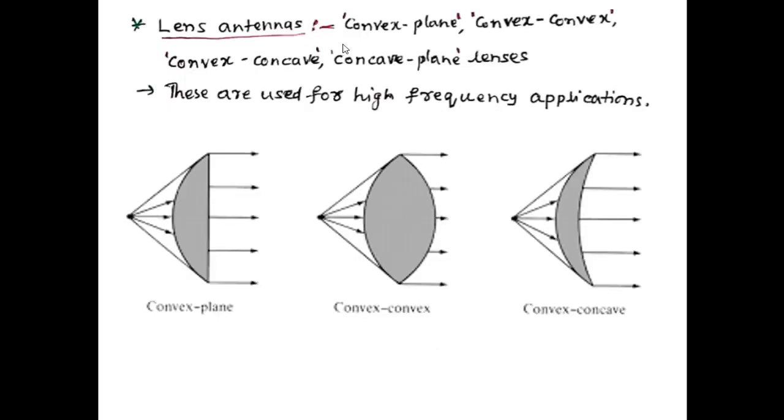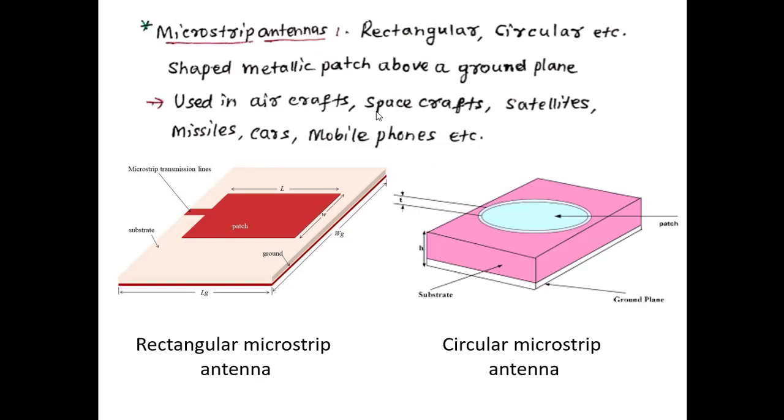So lens antennas, they are looking like a convex lens. It was called convex plane antenna. So next one is convex and convex antenna. Next one is convex concave antenna. So next one is concave plane antenna. These are used for high frequency applications.